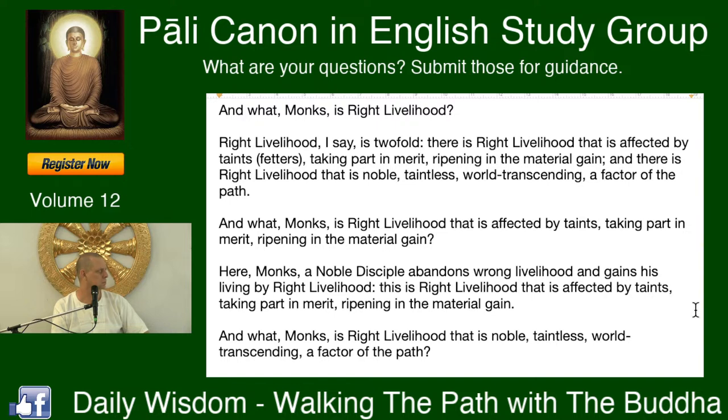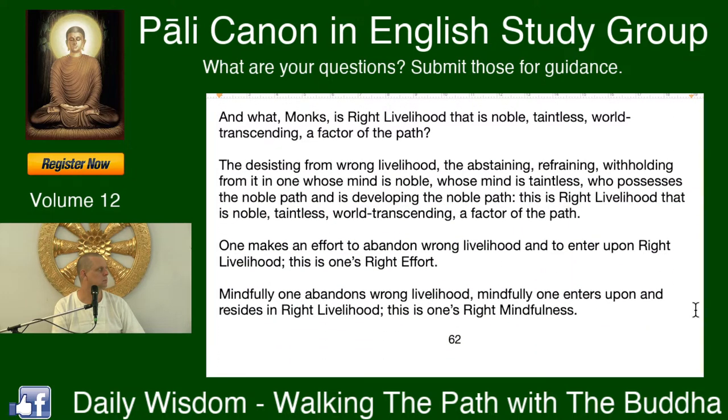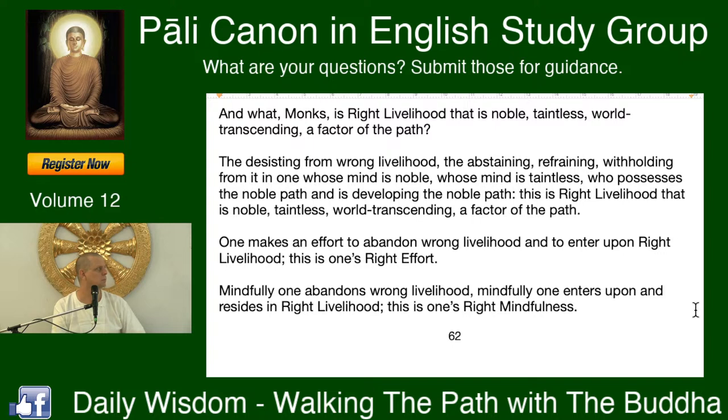And what, monks, is right livelihood that is affected by taints, taking part in merit, ripening in material gain? Here, monks, a noble disciple abandons wrong livelihood and gains his living by right livelihood. This is right livelihood that is affected by taints, taking part in merit, ripening in material gain. And what, monks, is right livelihood that is noble, taintless, world-transcending, a factor of the path? The desisting from wrong livelihood, the abstaining, refraining, withholding from it in one whose mind is noble, whose mind is taintless, who possesses the noble path and is developing the noble path. This is right livelihood that is noble, taintless, world-transcending, a factor of the path.